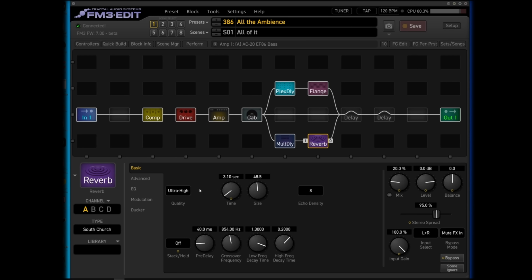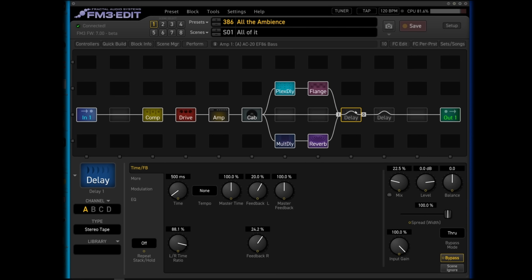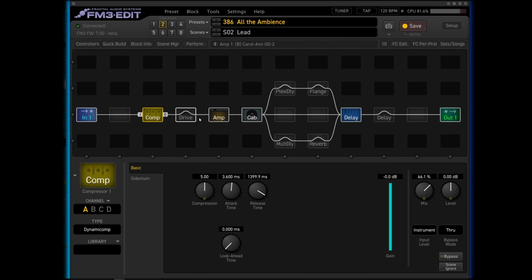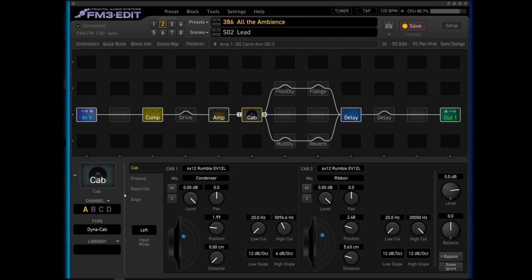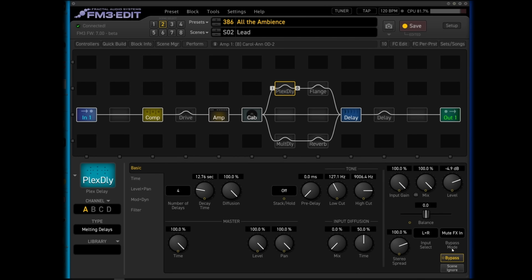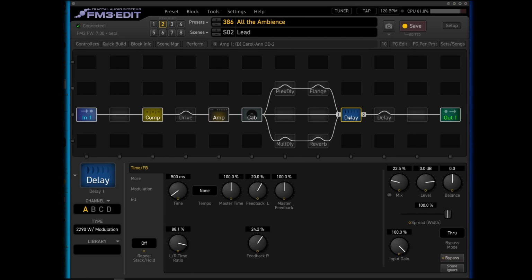Cool thing is here we're using the ultra high quality reverb, so making the most of that. And then I've also got these two delay blocks here which I've separated out to be used only on scene 2. So for scene 2, I've got my compressor going into amp channel B, which is the Carolan OD2, then going into the same Dyna-Cab. I've bypassed these, but I've also set the bypass mode to be mute effects in, so these two parts here are then effectively cancelled out. And then we go into a stereo tape delay, and then this side.